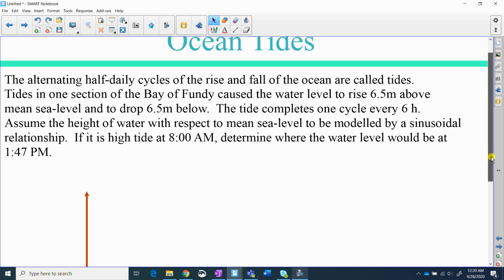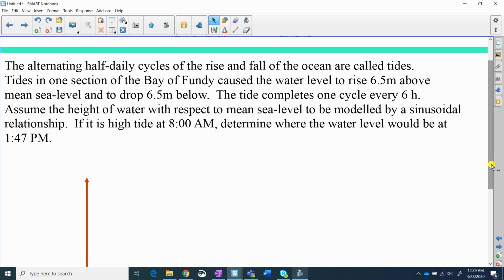Okay, let's look at the tide question. It says the alternating half-daily cycles of the rise and fall of the ocean are called the tides. Tides in the Bay of Fundy cause the water level to rise 6.5 meters above mean sea level and then drop to 6.5 meters below sea level. It makes this pattern every 6 hours. Assume the height of the water with respect to mean sea level is a sinusoidal relationship. If it's high tide at 8 a.m., determine where the water would be at 1:47 p.m.